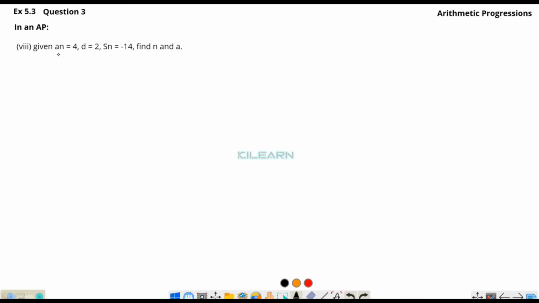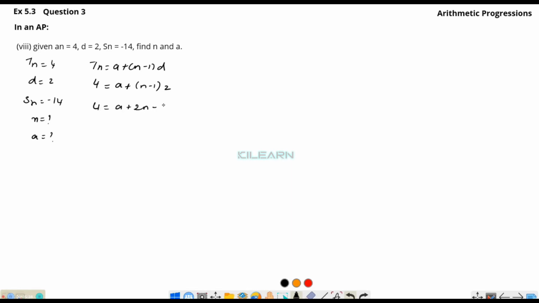8th question: given Tn is equal to 4, d is equal to 2, Sn is equal to minus 14. We need to find the n value and the a value. By using Tn, I am going to get a variable, and that variable I substitute into the Sn formula. First we'll start with Tn. Tn is equal to a plus n minus 1 into d. Tn is 4 is equal to a, I don't know, plus n, I don't know, d is 2. So 4 is equal to a plus 2n minus 2.